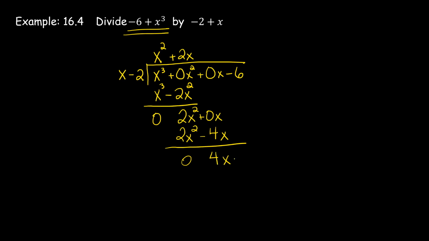Bring down the -6. Divide. X goes into 4x 4 times. Multiply. 4 times x is 4x. And 4 times -2 is -8. Subtract. 4x minus 4x is 0. -6 minus -8 is positive 2. And that's our remainder. So we will put that as 2 over x minus 2.